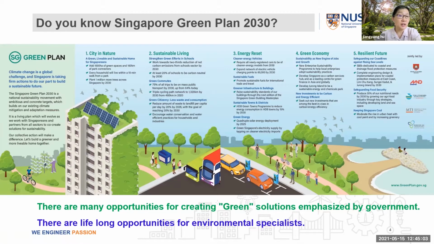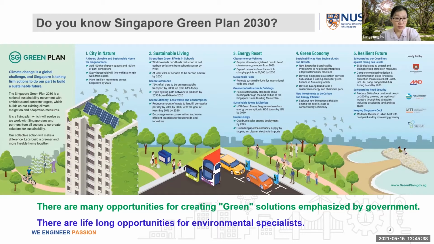In this particular plan, existing technologies for protecting the environment and reducing energy consumption all need to be enhanced and improved. New technologies need to be developed to fulfill the aim of the Green Plan 2030. And more stringent environmental regulations and guidelines need to be implemented so that we are able to move towards future sustainability. So there are many, many opportunities for creating green solutions emphasized by our government.